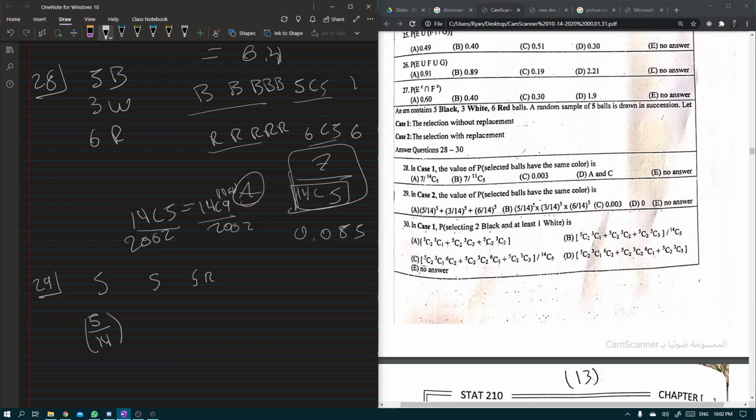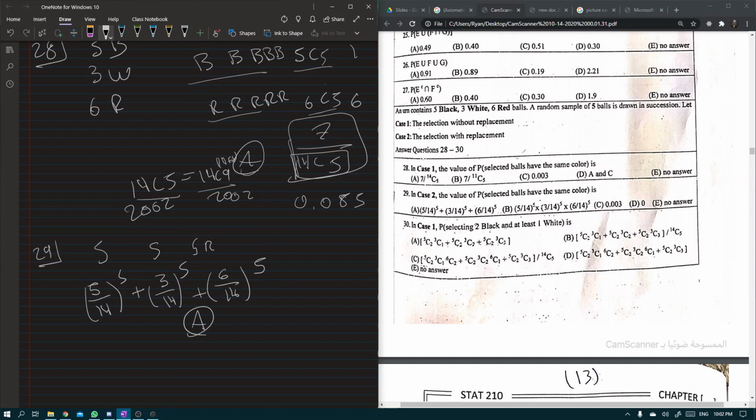So it's going to be 5 over 14 to the power 5. White is going to be 3 over 14 to the power 5, because you're replacing it. There are only 3 white, every time you take it out, then you replace. So it's going to be 6 over 14 to the power 5, not 3. My god.